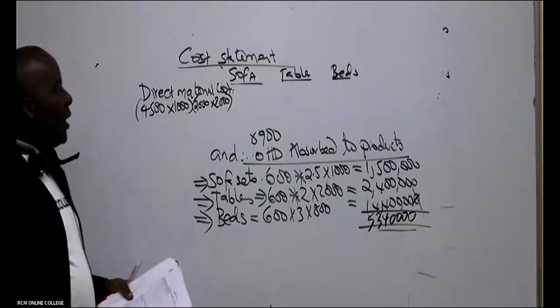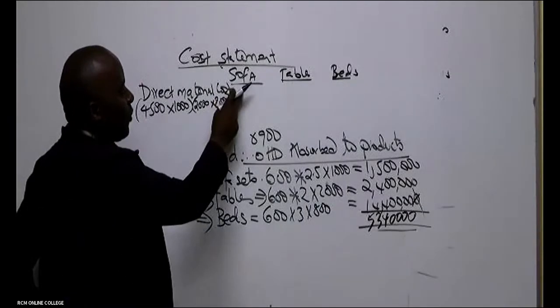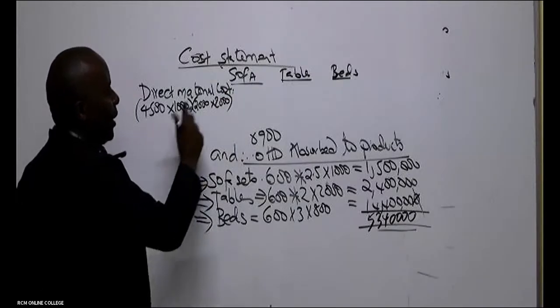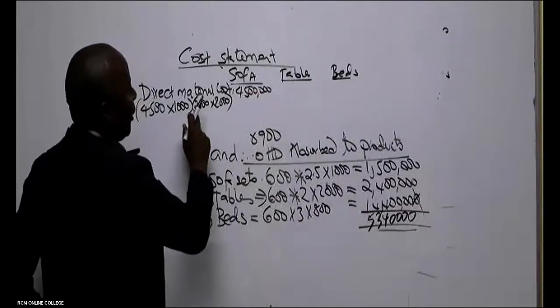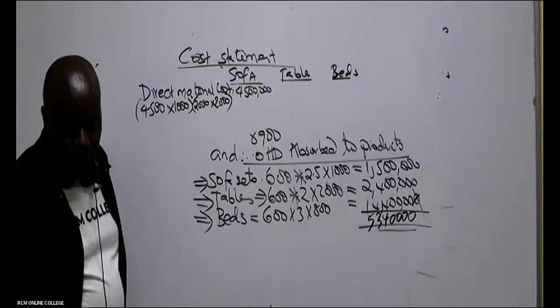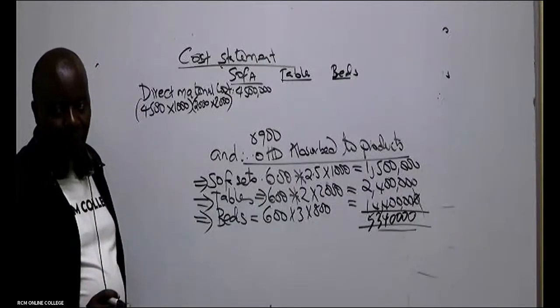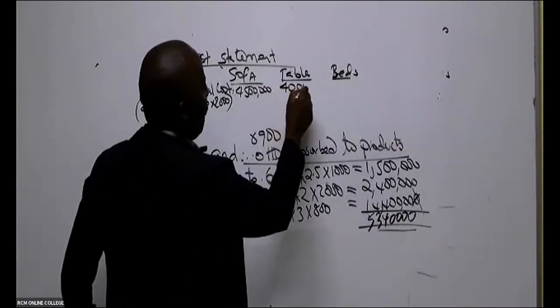All right. Then give me the direct material cost for sofa sets first. 4,500 times this. Is there somebody who is able to see 4.5 million? Yeah. 2,000 times 2,000 is 4 million. And are you able to see the value for beds now?